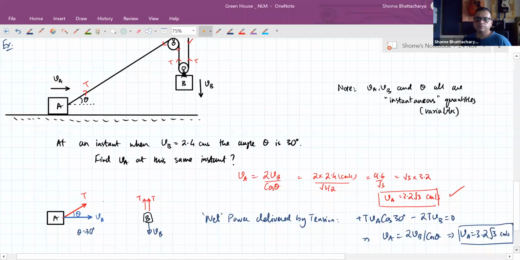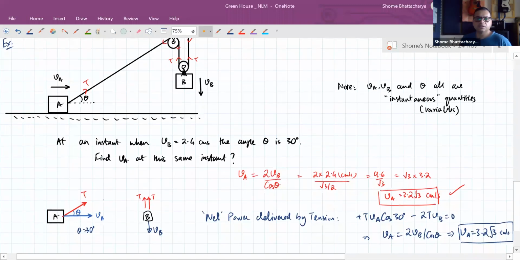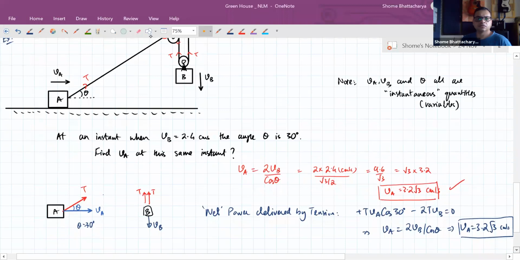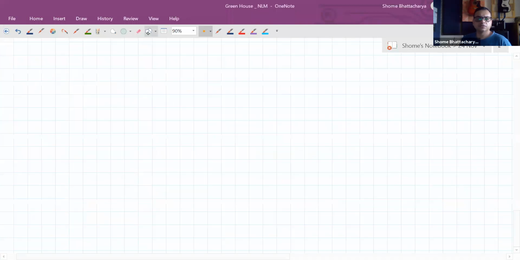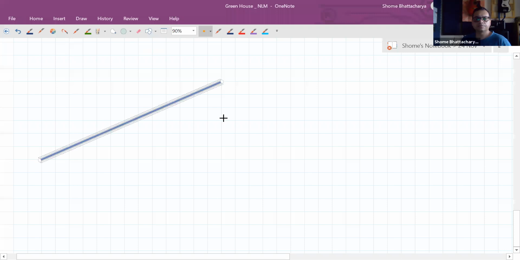Okay, next example, let's move ahead to something which has multiple threads. A system where not only multiple pulleys but also multiple threads.